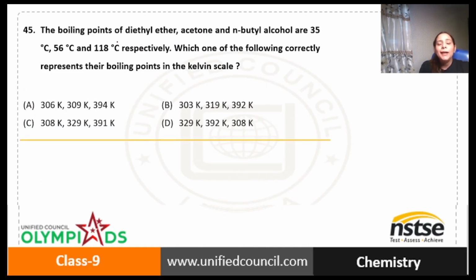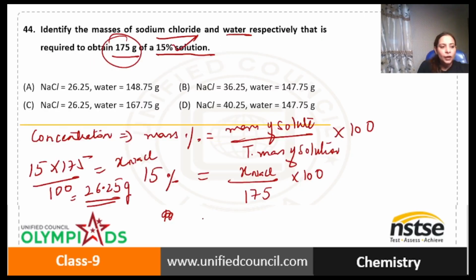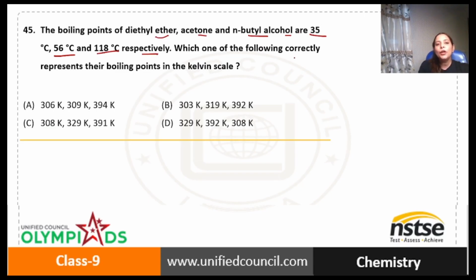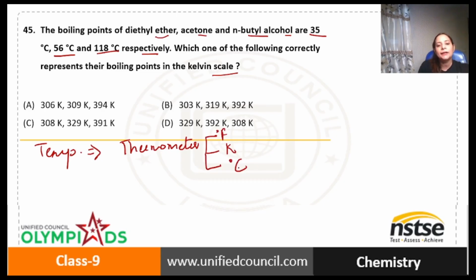Next question. The boiling points of diethyl ether, acetone, and N-butyl alcohol are given as 35 degrees Celsius, 56 degrees Celsius, and 118 degrees Celsius respectively. Which one of the following correctly represents their boiling points on the Kelvin scale? Now we know that temperature is basically the degree of hotness or coldness of a body, and it is measured by a thermometer. The instrument which is used to measure it is a thermometer. And we have different kinds of scales of measuring temperature: degrees Celsius, Kelvin, as well as Fahrenheit. So here we are talking about degree Celsius and Kelvin.